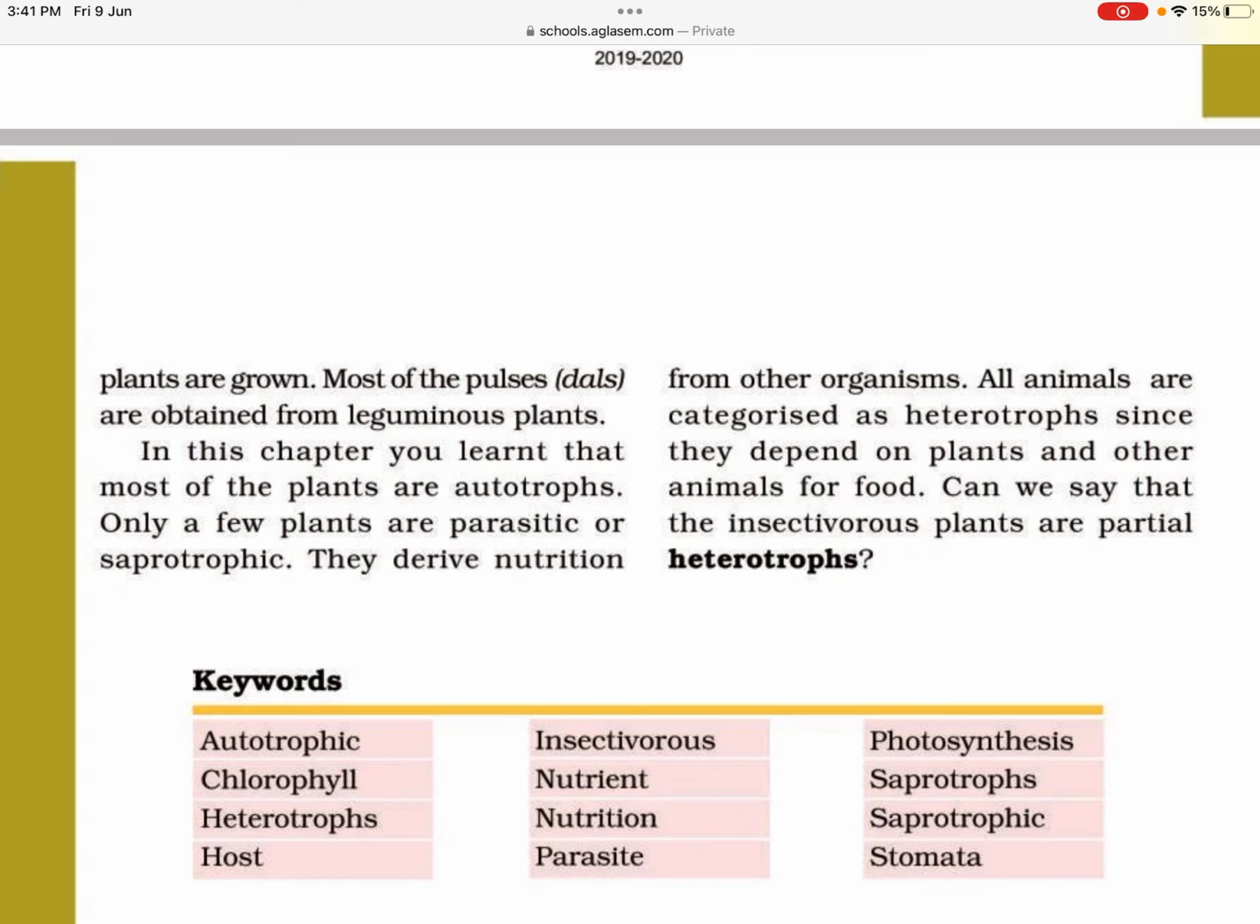In this chapter, you learned that most of the plants are autotrophs, only a few plants are parasitic or saprotrophic. They derive nutrition from other organisms. All animals are categorized as heterotrophs since they depend on plants and other animals for food, and we say that the insectivorous plants are partial heterotrophs. Okay, so you have to give the answer for the same in the comments.